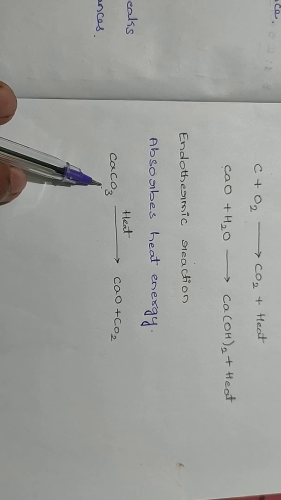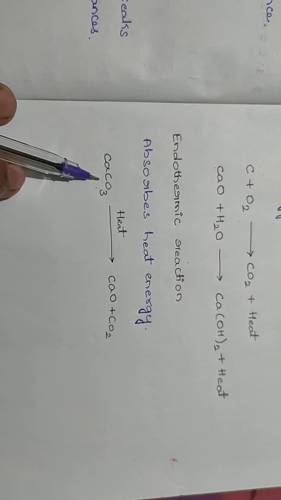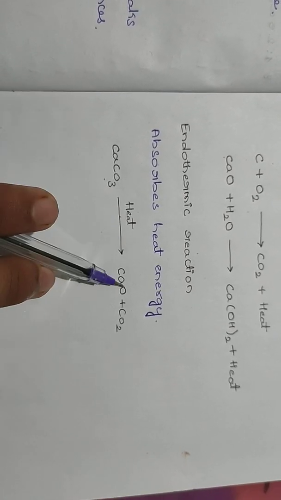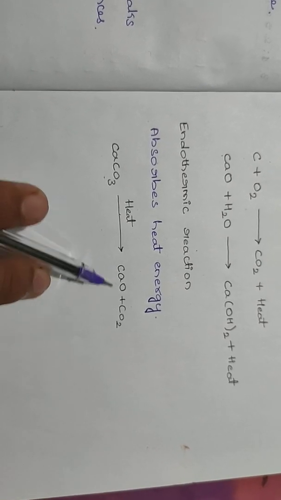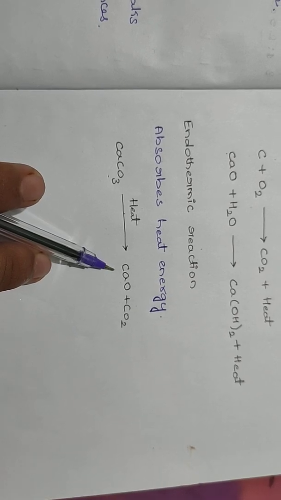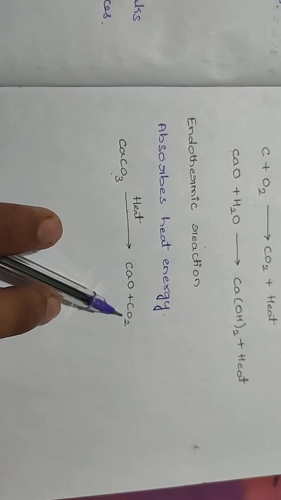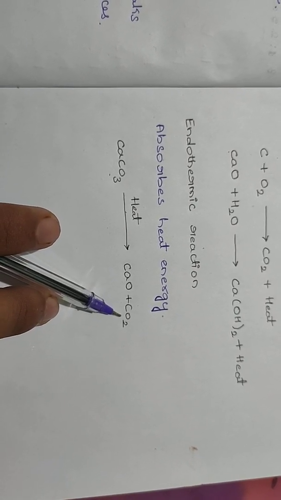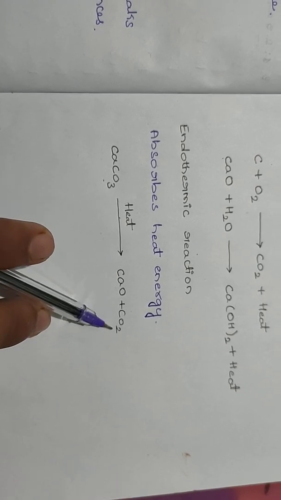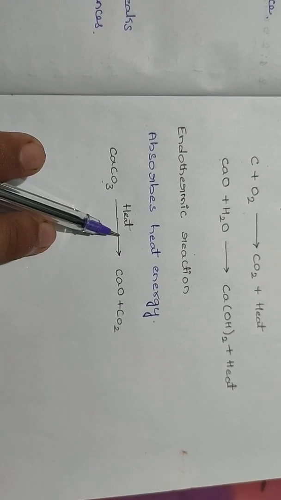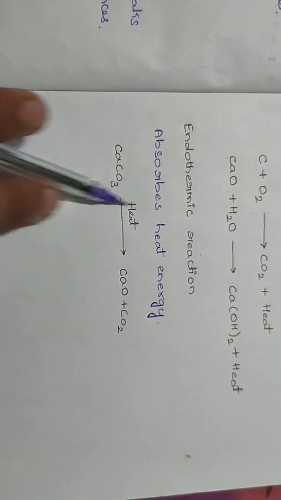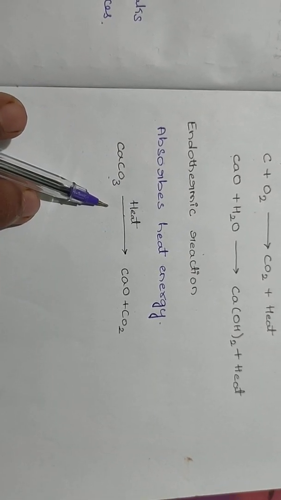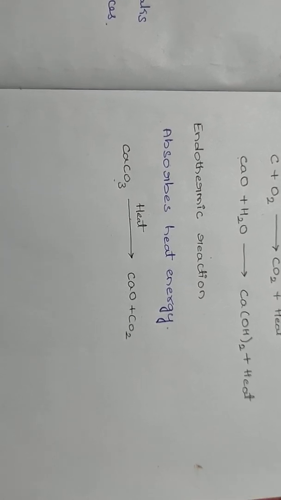CaCO3, calcium carbonate, when it is heated, forms two products, which are calcium oxide plus carbon dioxide. So here heat is absorbed. In an endothermic reaction, heat is absorbed. I hope it is clear.